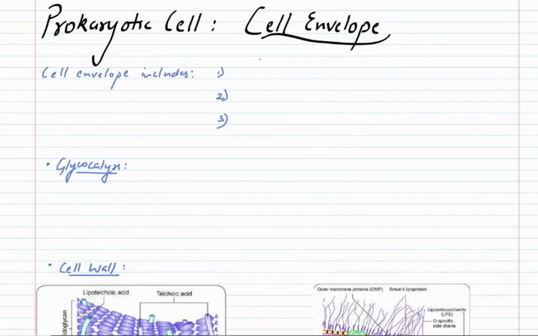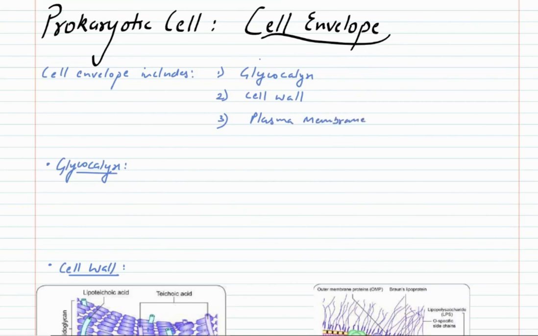In the previous video, we had discussed the prokaryotic cell, a brief overview. In this video, we are going to start with the cell envelope. The cell envelope in prokaryotes includes three structures. Firstly, the outermost glycocalyx, then the cell wall, and thirdly, the innermost, which is the plasma membrane.